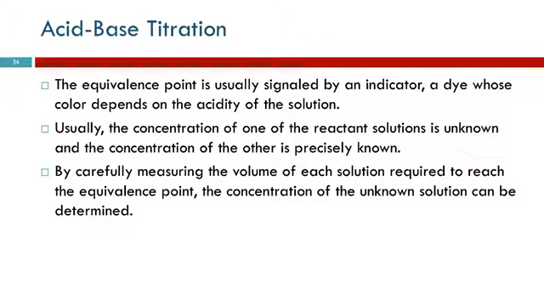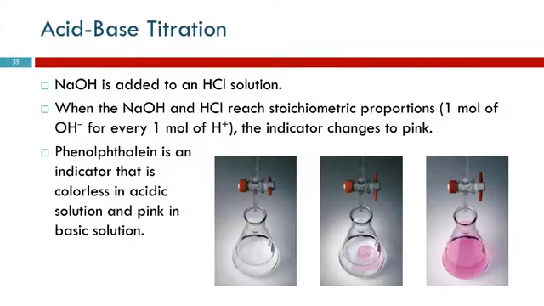The indicator is usually a dye, and the color of the dye depends on the acidity of the solution, whether there's more acid present or more base present. The one we use a lot is called phenolphthalein, and it's totally colorless in acidic solution, but it turns bright pink in basic solution. So what we do is we carefully measure the volume of each of the solutions needed to reach the equivalence point. Based on those measurements, we can figure out the concentration of the unknown solution.